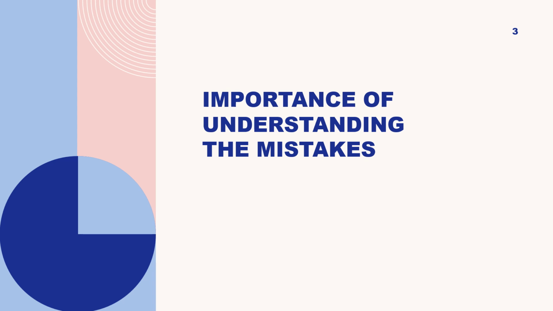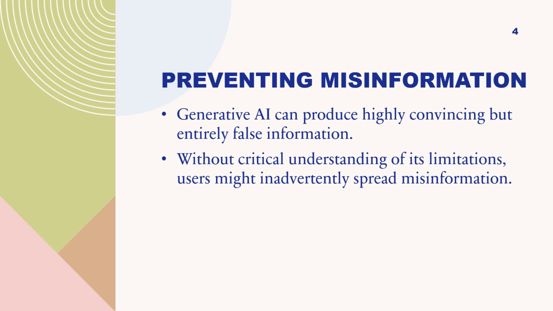So first is preventing misinformation. So we all know that Gen AI can produce highly convincing but entirely false information as well. Without critical understanding of these limitations, users might inadvertently spread misinformation. These AI generated falsehoods can look extremely credible, making them particularly dangerous in fields like journalism, research, and academic work.